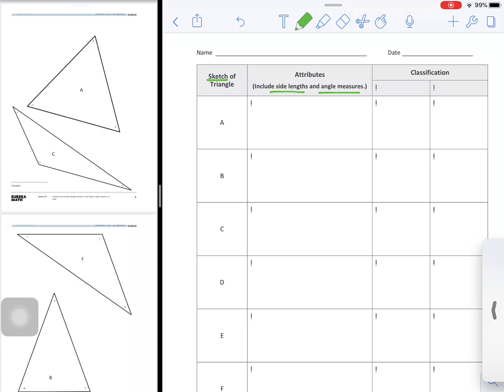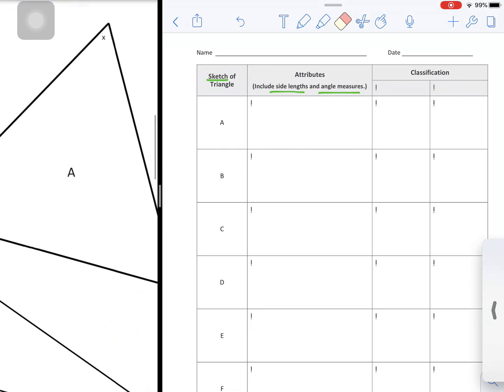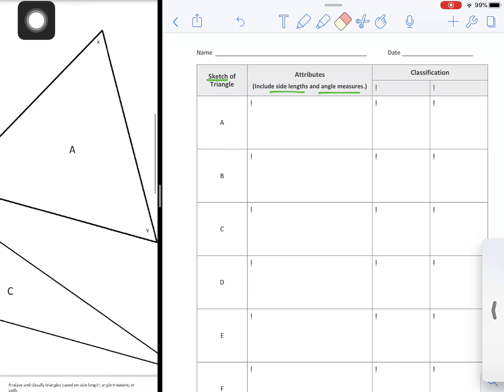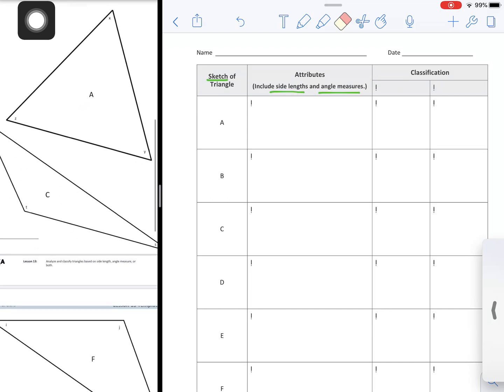So when you sketch, you're not going to use a ruler. You're not going to measure. So when I take a look at triangle A, which can also be called triangle XYZ, because of the letters in the corners of the angles, when we look at it, we notice that all of the sides are about the same.